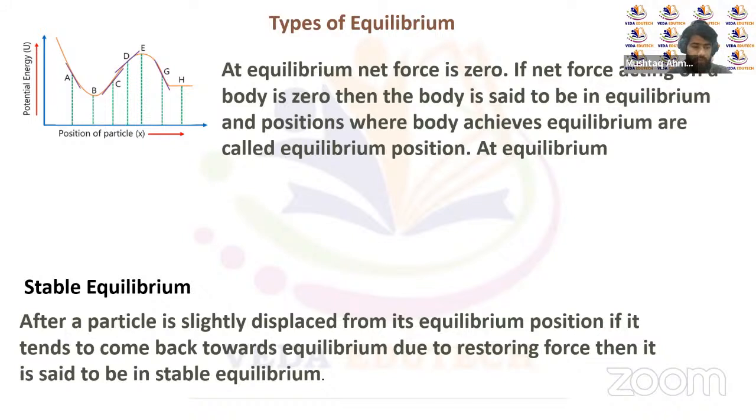So today in this session, we'll be starting with the concept of equilibrium, and we'll also be discussing the different types of equilibrium, and then we'll be starting with the power, right?